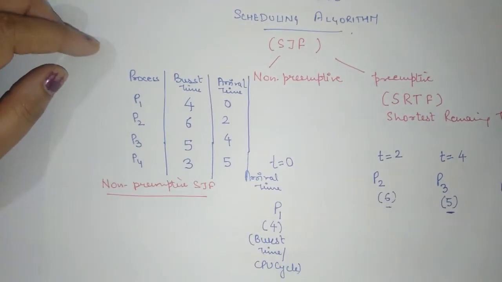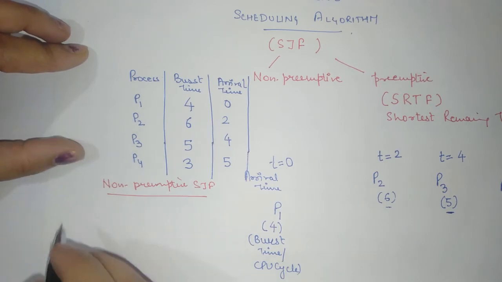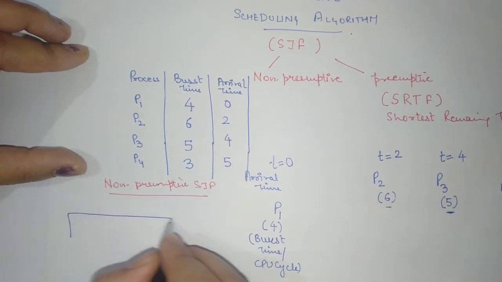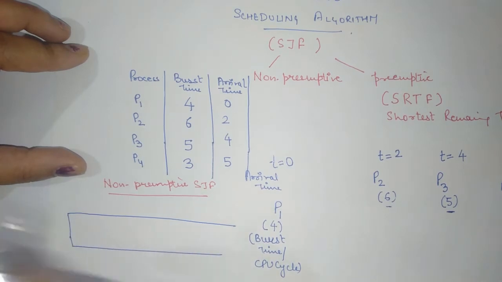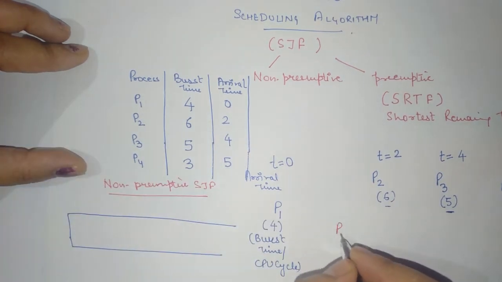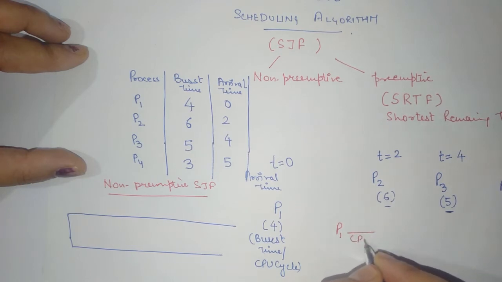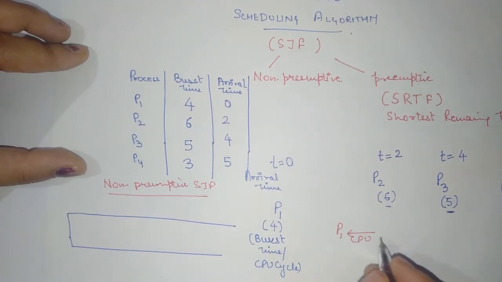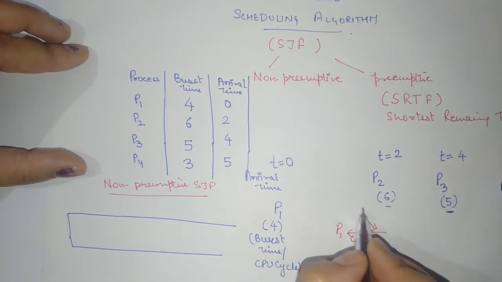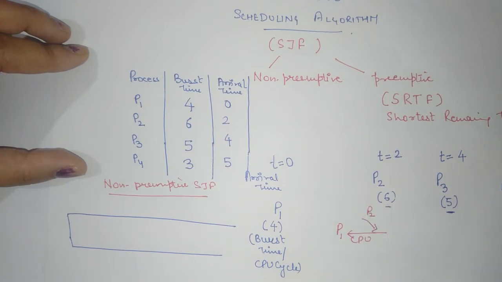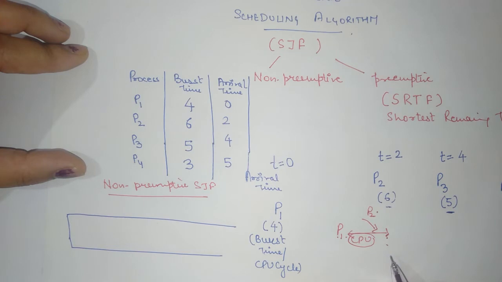For non-preemptive SJF, we will draw its Gantt chart. The non-preemptive criterion is this: when process P1 is executing, that means the CPU is allocated to this process, and while the execution of P1 is going on, any other process P2 enters the queue, the CPU will not be allocated to P2 until P1 completes its execution. When P1 completes its execution, then only the CPU can be allocated to any other upcoming process.